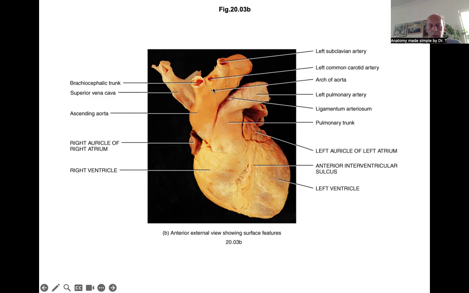Further, we follow aorta. We're going to start seeing some of its branches. Obviously, brachiocephalic trunk, left common carotid, left subclavian artery are the three largest ones, taking blood away from aorta into head, neck, as well as upper limbs.